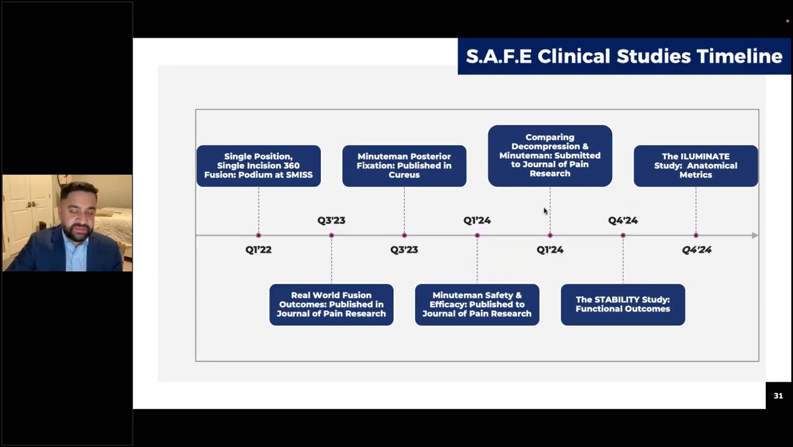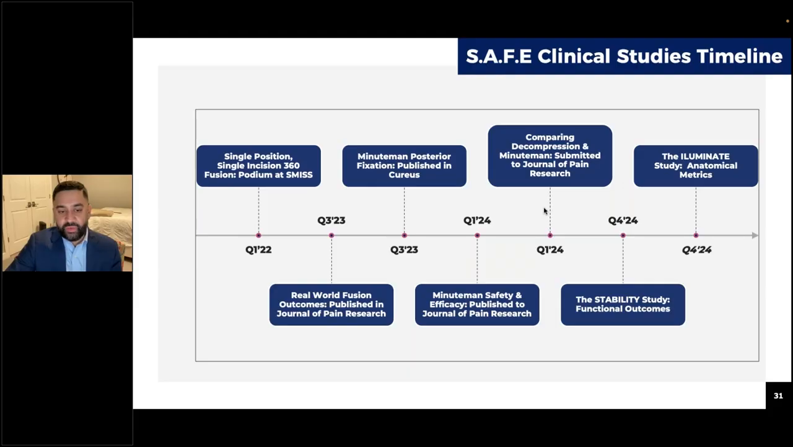Just because something necessarily makes sense does not always mean that it's going to work, right? So there's a slide here for the Safe Clinical Studies timeline, and what it highlights is that Spinal Simplicity has spent a lot of time, effort, and money in establishing strong clinical evidence supporting its therapy for patients who suffer from spinal stenosis.